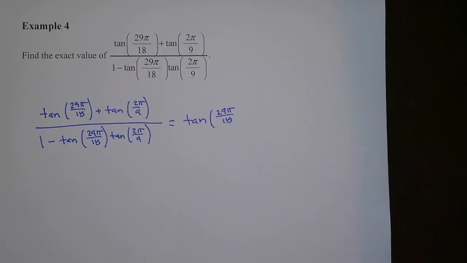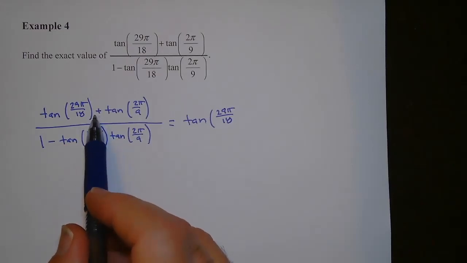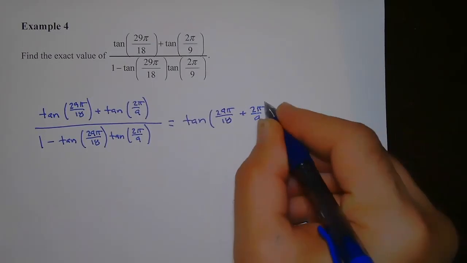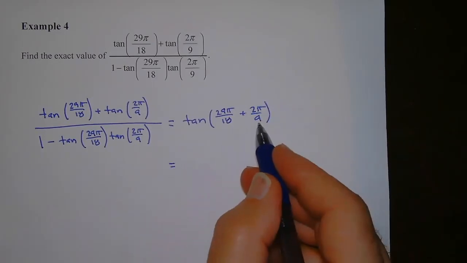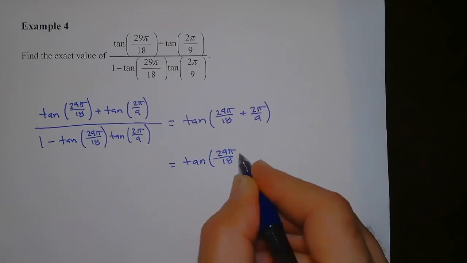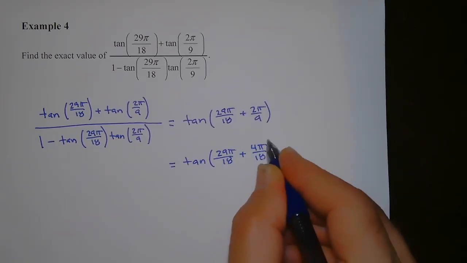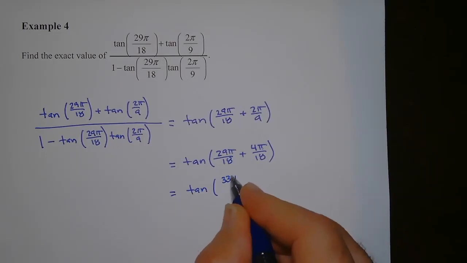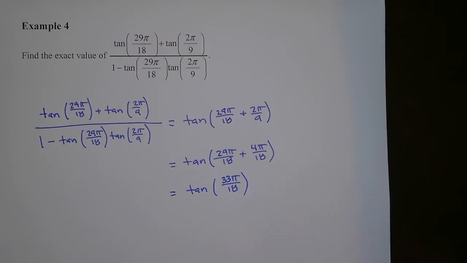What I have to decide is, am I adding these or subtracting them? If you look, in the numerator I'm adding, so that means we have to add the two angles alpha and beta. So we're going to add the beta angle, which is 2 pi over 9. Now we need a common denominator, so we multiply top and bottom by 2. This would be tan of 29 pi over 18 plus 4 pi over 18. That becomes tan of 33 pi over 18. They're both divisible by 3, so that'd be tan of 11 pi over 6.